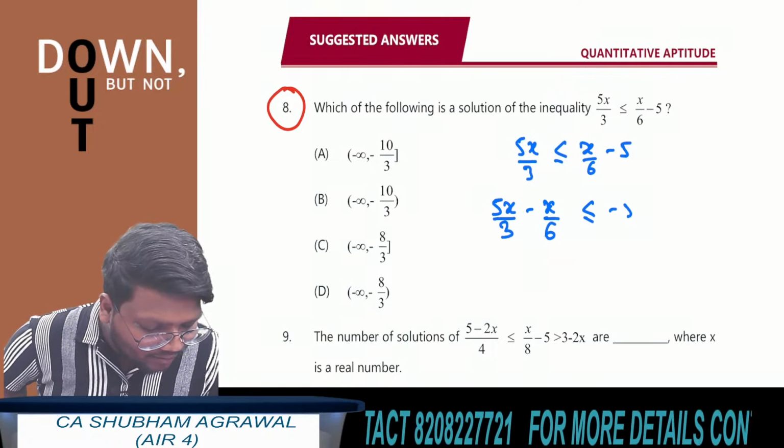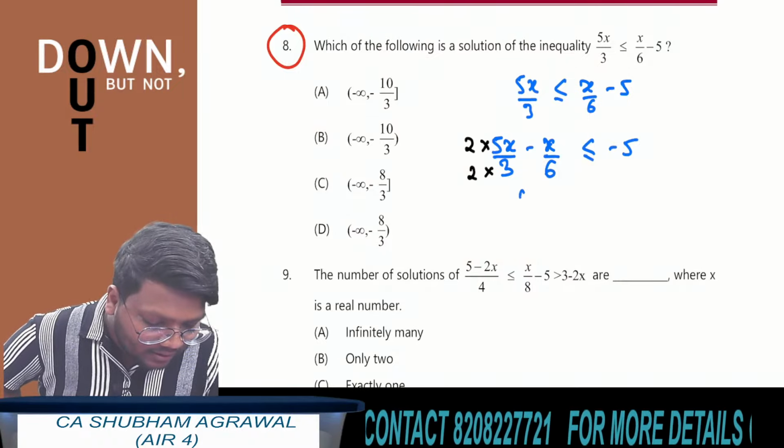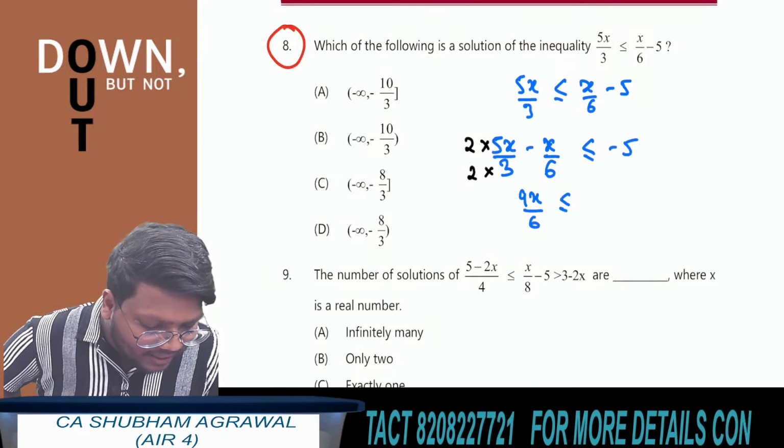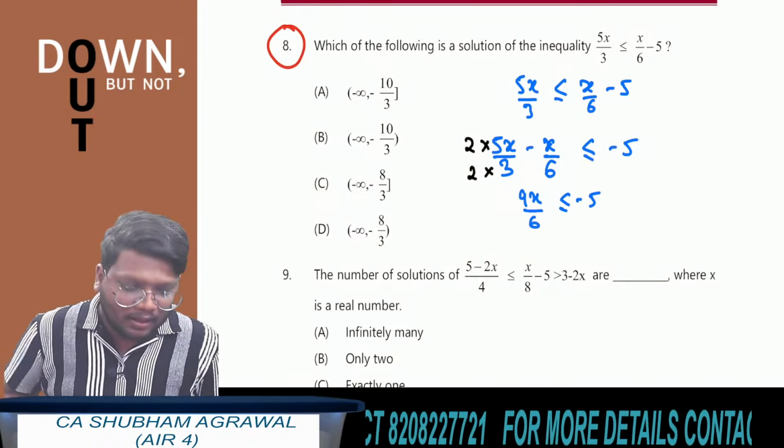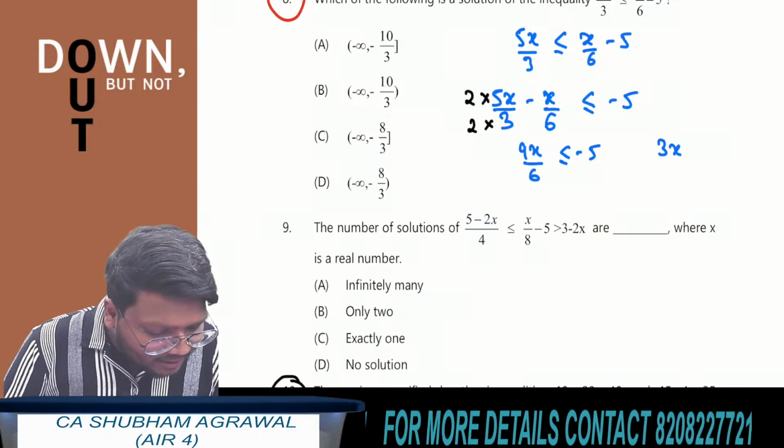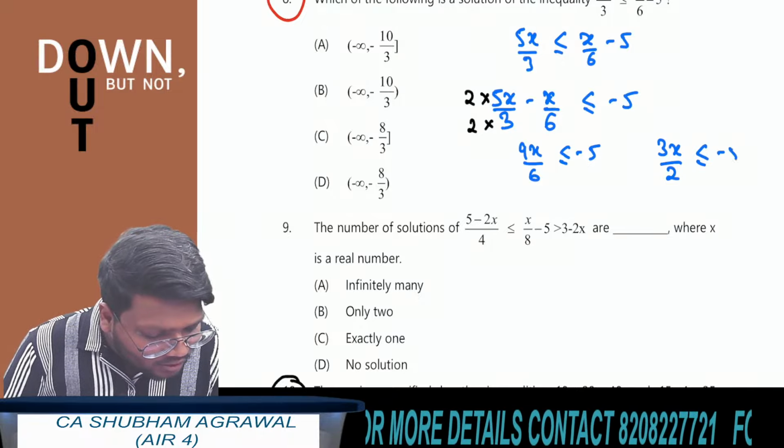Now what we can do here is make the denominators of both the fractions the same. 2 multiplied by 5x is what? 10x, and 10x minus x is what? 9x. The denominators of both fractions are the same, so we can directly subtract the numerators. So what we are getting here? 9x divided by 6 is less than or equals to minus 5. 9x upon 6, this we can write as what? 3x upon 2. 3 multiplied by 3 is 9, and 3 multiplied by 2 is what? 6. I can write it as 3x upon 2 is less than or equals to minus 5.